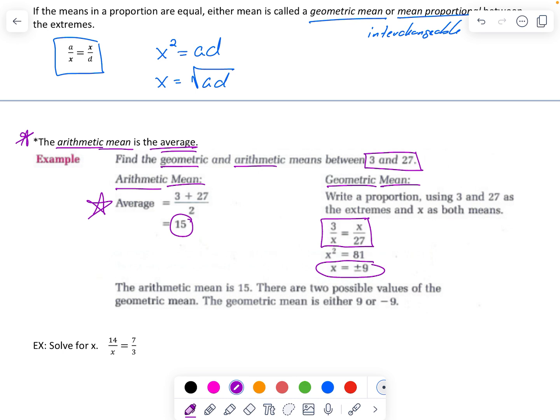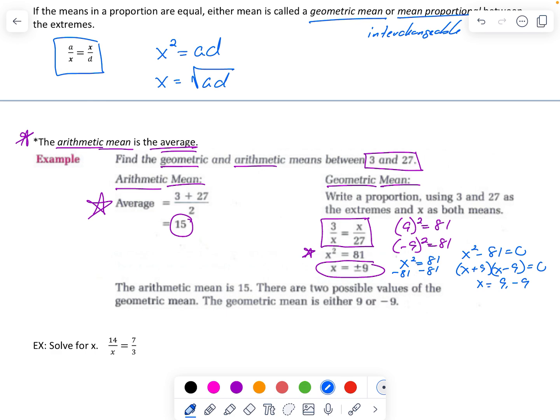Now notice we have plus or minus 9, because when x squared equals 81, 9 squared is 81, and also negative 9 squared is 81. Another way to look at this is if we took that x squared equals 81 and subtracted 81 from both sides to get x squared minus 81 equals 0, and we factored it, we would get x plus 9, x minus 9, and still answers of 9 and negative 9. Notice you can write it with the plus or minus.